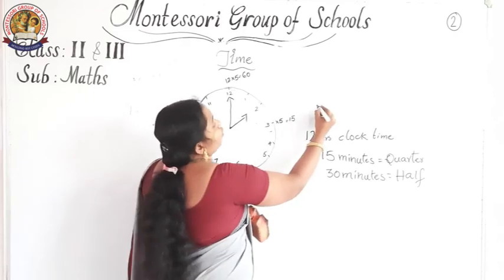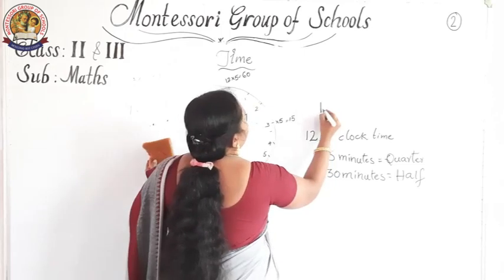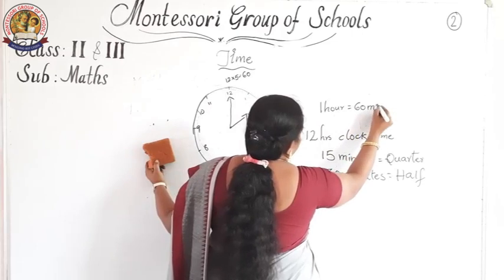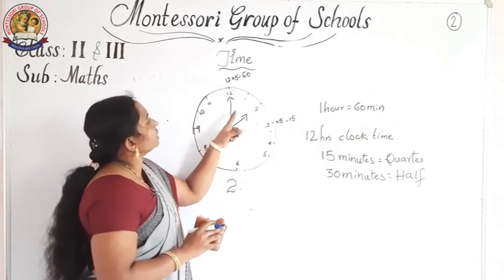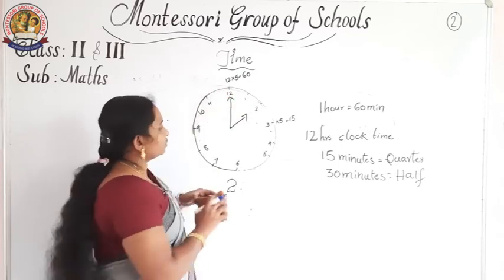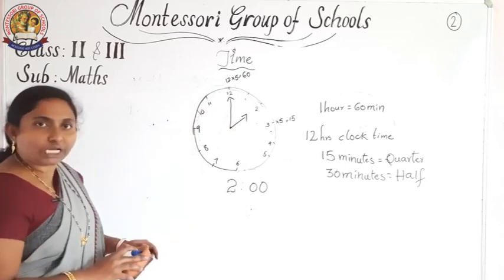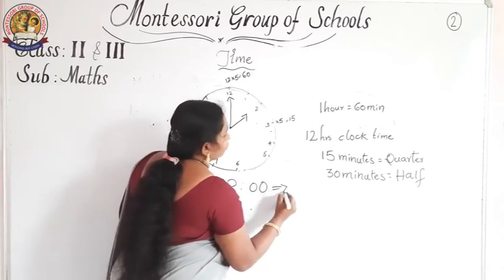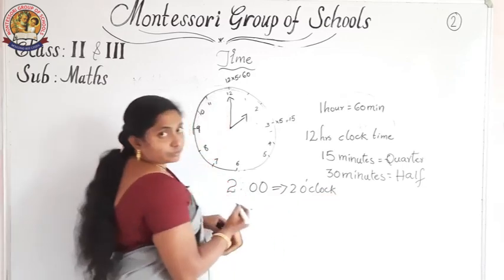What do we know? 1 hour is equal to 60 minutes. Okay. So now here 12 means 12 5s are 60. So what is the time? 2 o'clock. What do we write? 2 o'clock. Understood? We write 2 and two zeros, and we are writing another method also. 2 o'clock.